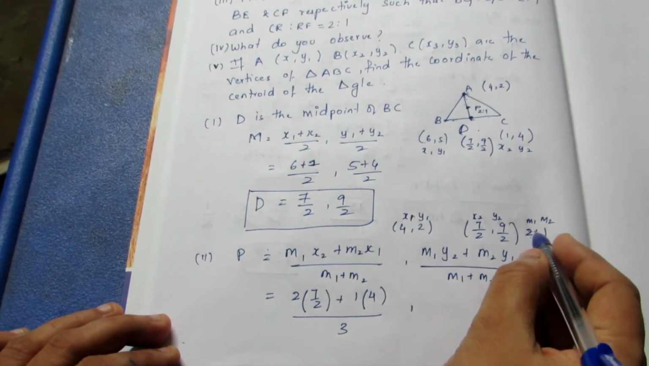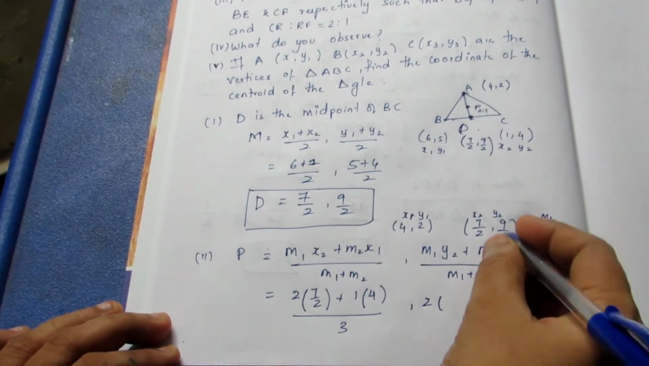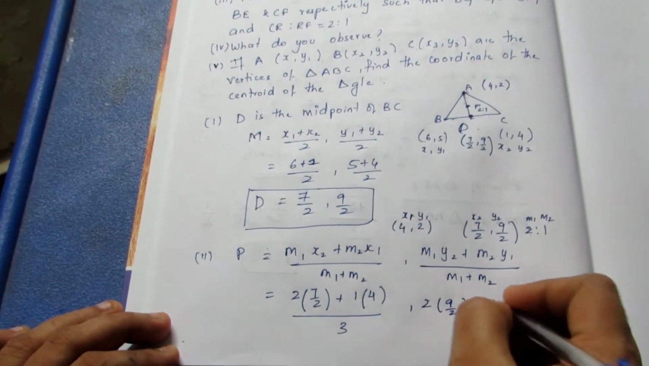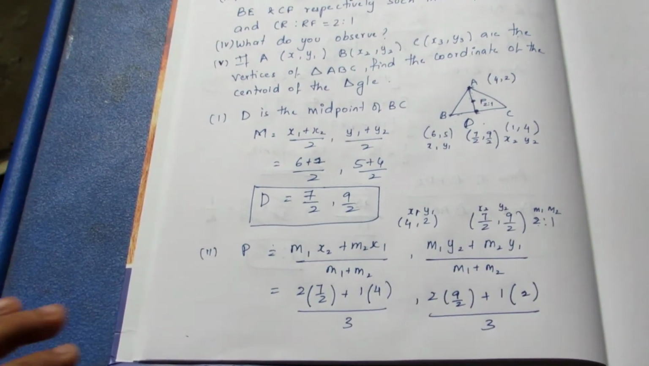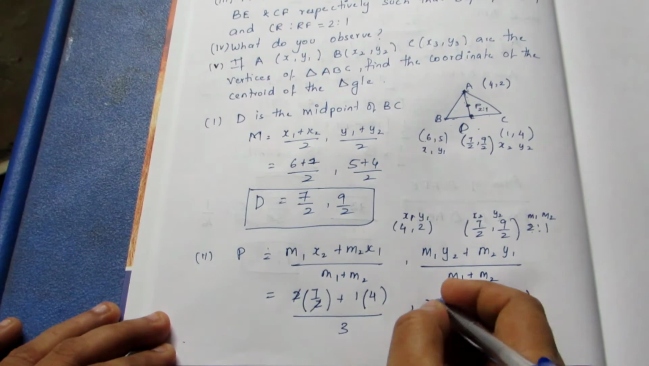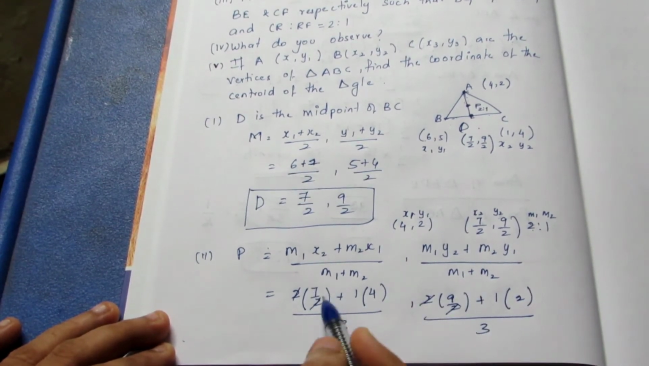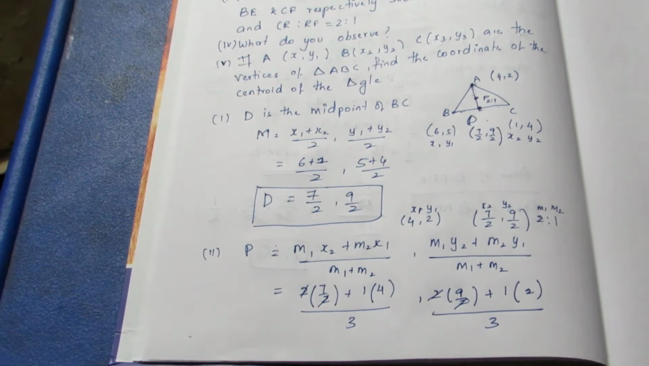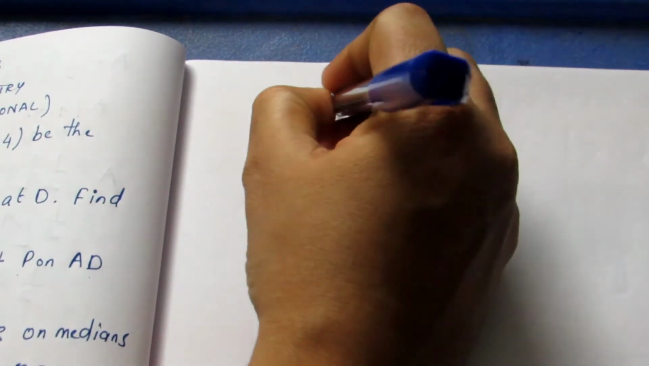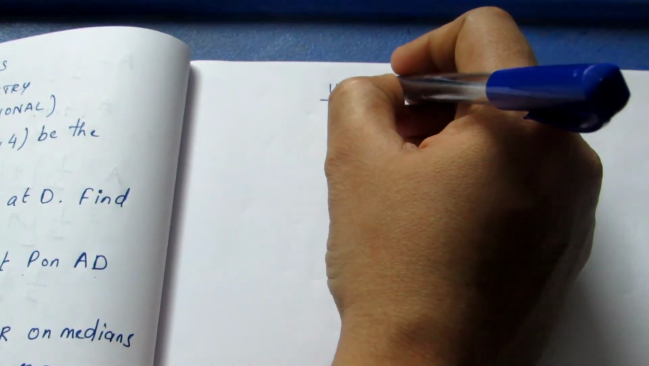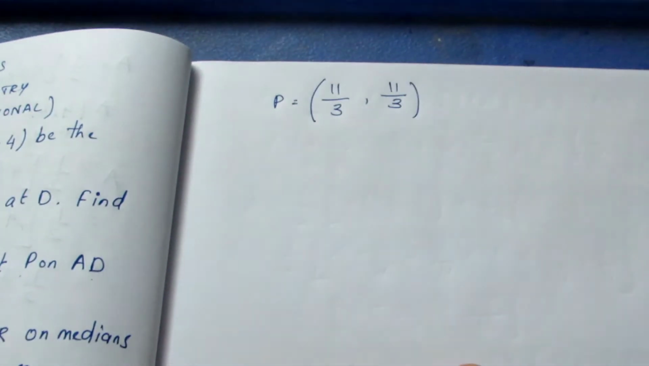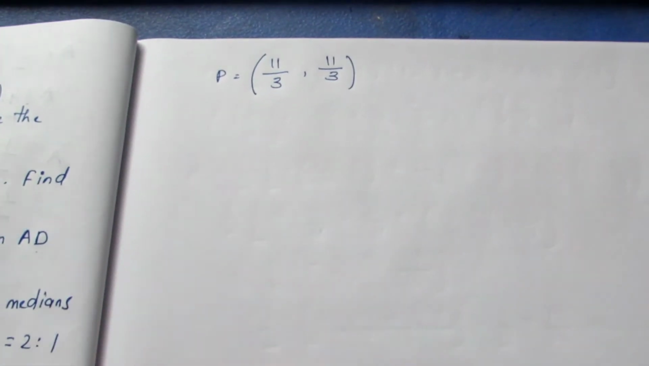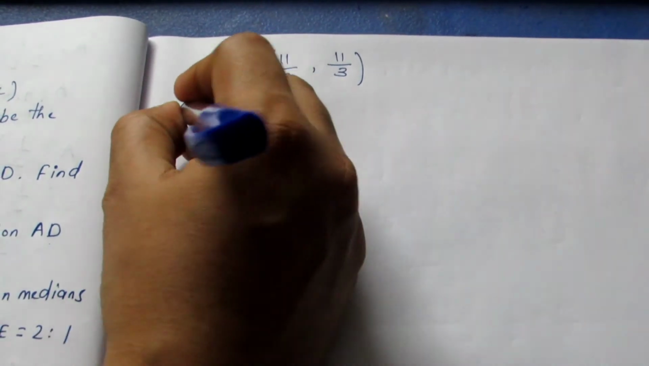Now, M1 is 2, Y2 is 9 by 2, plus 1 into 2, by 2 plus 1. So 2 gets cancelled. Here also 2 gets cancelled. Now it becomes 4 plus 3, 7 plus 4, just add it. 11 by 3. Here it is 9 plus 2, 11 by 3. So the point P is (11/3, 11/3). We have found the point P. We'll move on to the third subdivision.